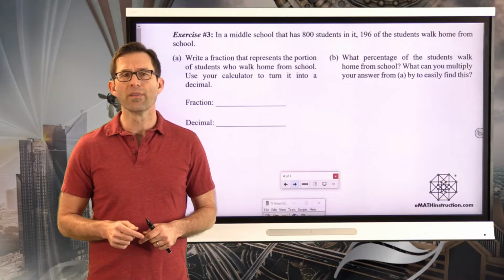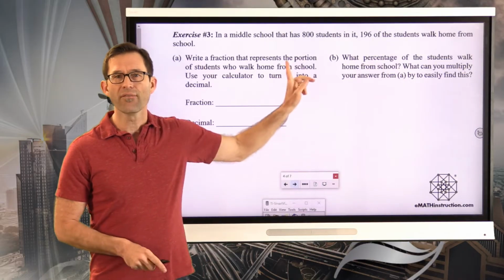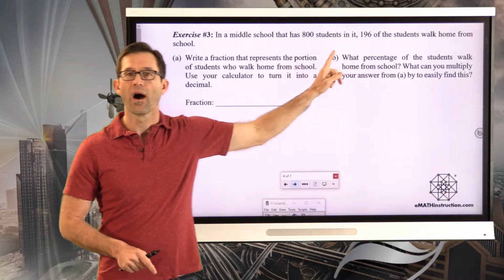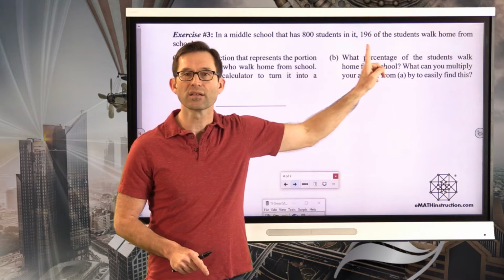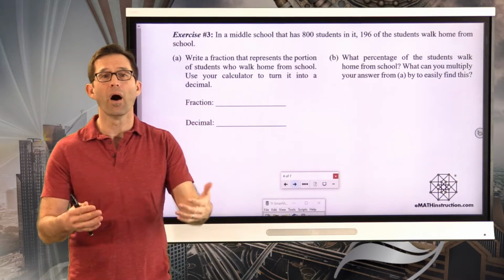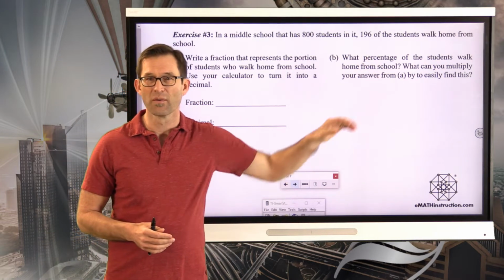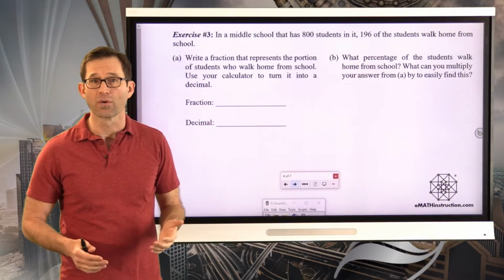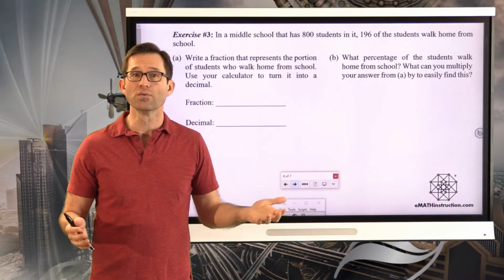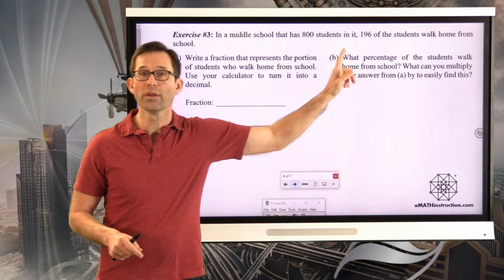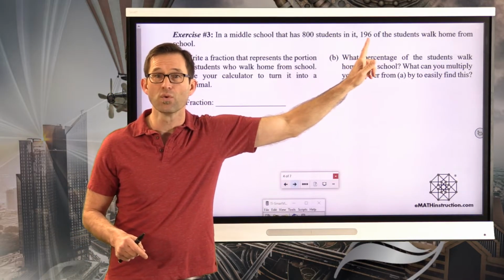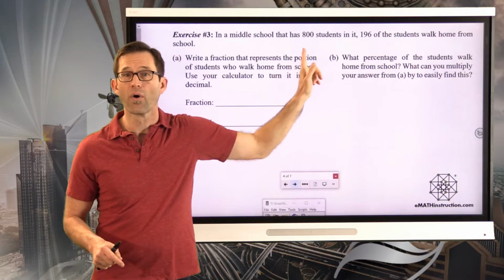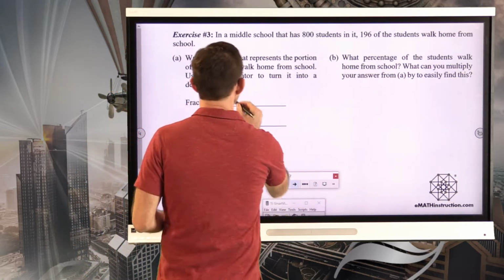Now we're going to go a little bit in the opposite direction. Now I have a total, 800 students, I have a part, 196 of the students, and I want to come up with the percent, right? And we're going to be kind of getting into that in letter B. But first, the fraction. The fraction of students who walk home from school is simply the total that walk home from school divided by the overall number of students. So the fraction, very simple.